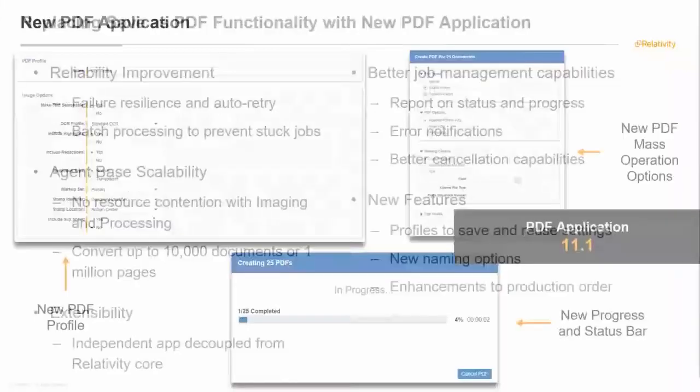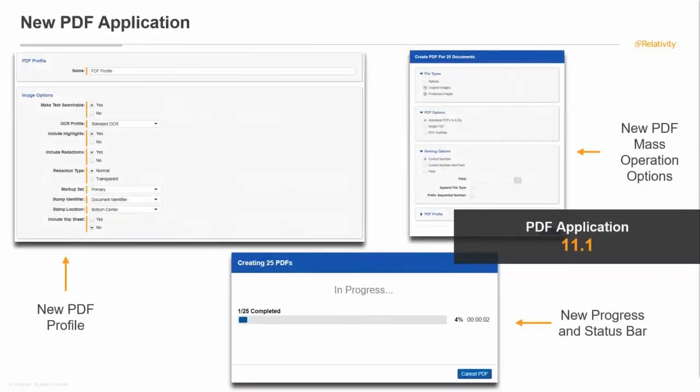So you can use the PDF profile to customize how to convert images and produced images into PDFs. To create a new PDF profile, you simply go to the PDF profile tab or use the quick search to find this tab. The new PDF mass operation option allows you to convert multiple documents into PDFs by selecting the documents you want to convert from the mass operations bar on the document list.